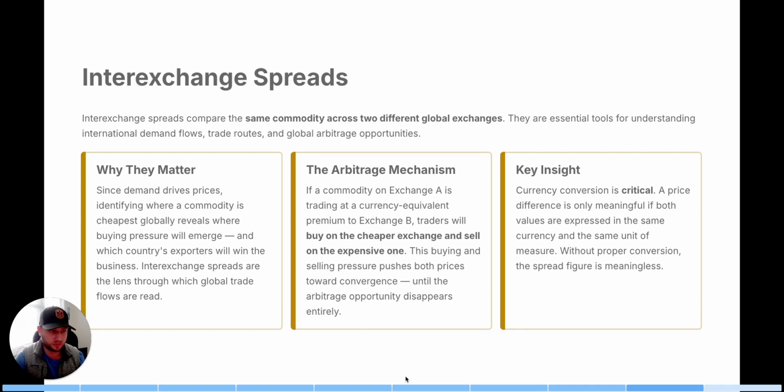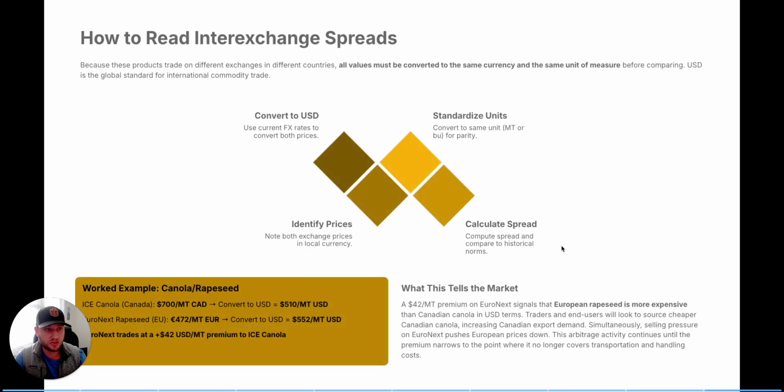affecting the trade flows. The other key insight, or what we have listed here as a key insight, is the currency conversion when you're going through this. Given that these are different exchanges in different countries or continents, they may trade under a different unit, and they're more than likely trading under a different currency. So you have to make sure that when you are looking at inter-exchange spreads, you are getting it down to the same per unit metric, and that you have it under the same currency, so you can be comparing apples to apples. So let's look at one here.